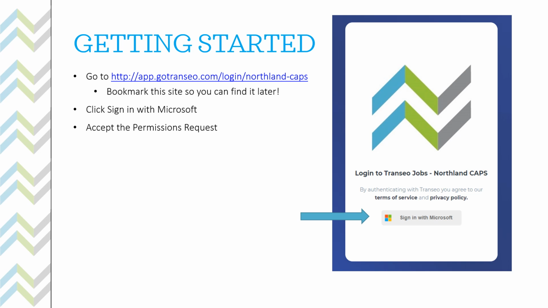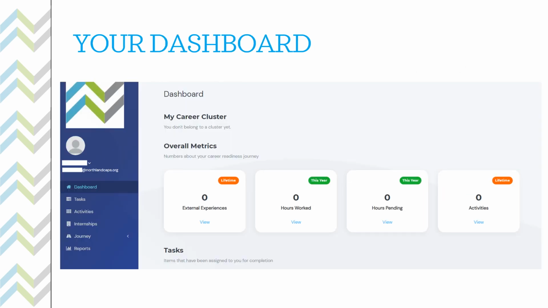Once you're there, you're going to have a button at the bottom that says Sign in with Microsoft. You click there. You click to accept the permissions request, and because you've already set up your Office 365 account with us, you should be able to log in pretty easily.